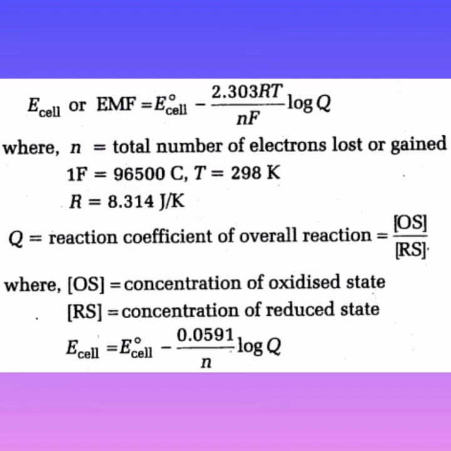Substituting the values of the universal gas constant R equal to 8.314, F equal to 96500 coulomb, and temperature equal to 298 Kelvin, the equation becomes logarithmic. We get E for M^n+ | M equals E0 for M^n+ | M minus 0.059/n log 1/[M^n+]. Why do we get the 1? Because the molar concentration of the product, the metal, is equal to 1.